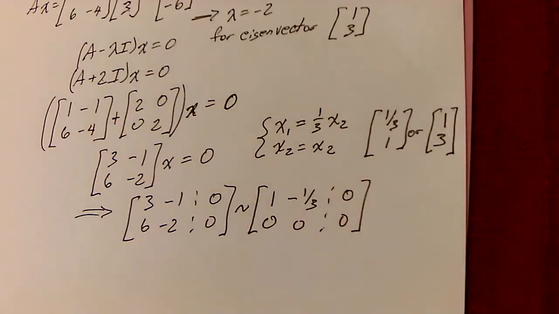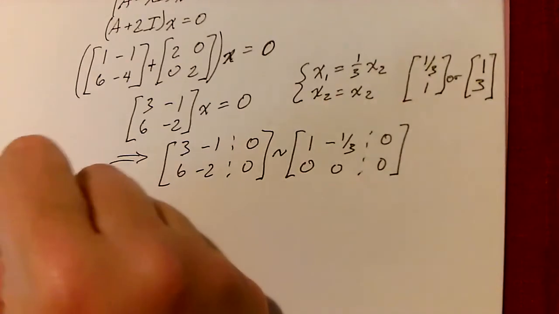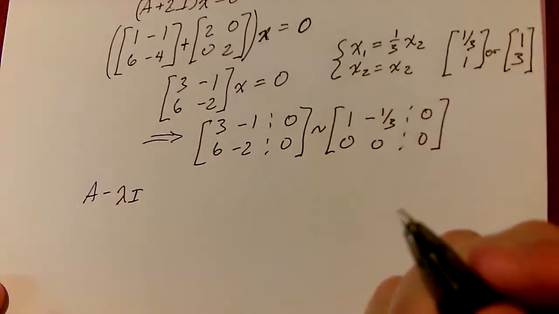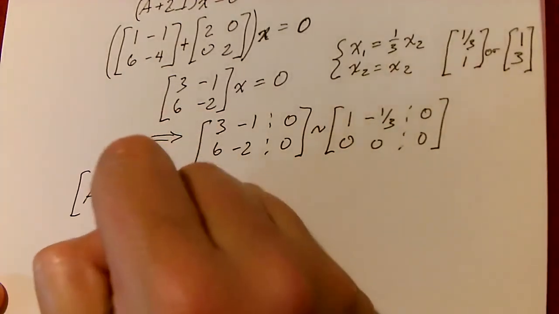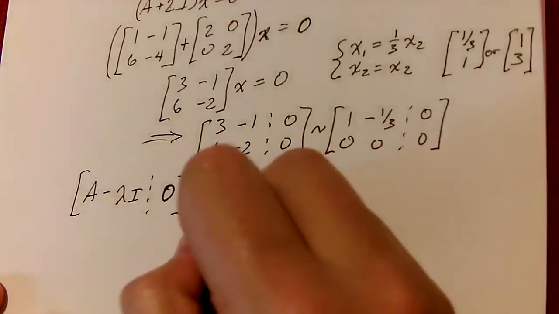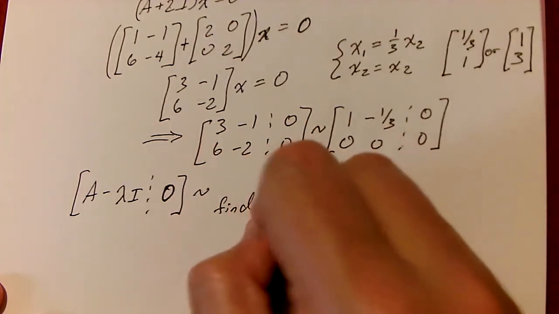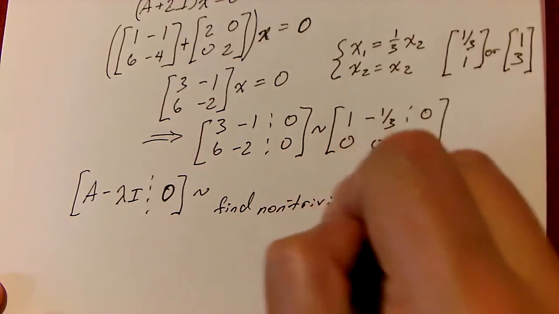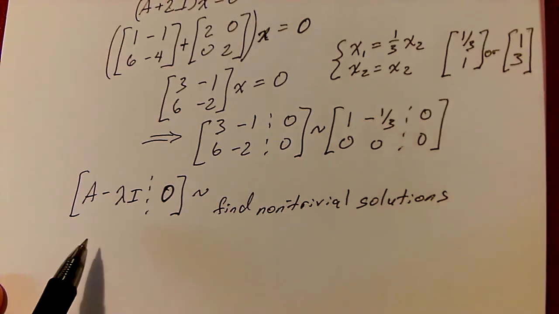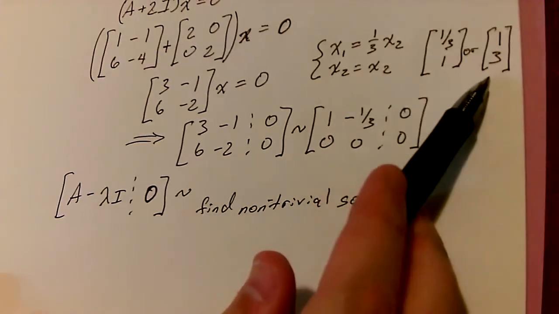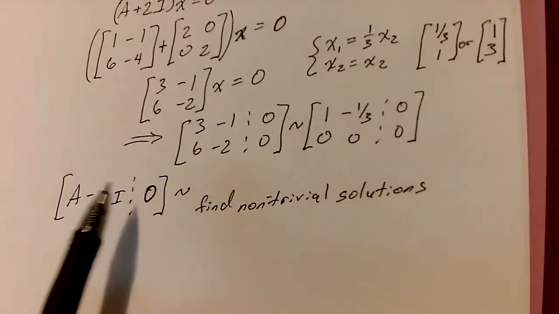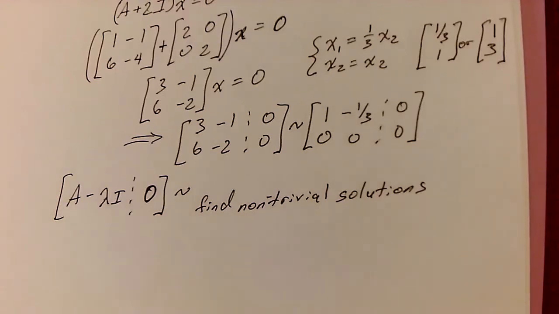So what we're going to do to find eigenvectors is we're going to take A minus lambda I, and we are going to augment this with the 0 vector, and we're going to row reduce this, and we're going to find non-trivial solutions. And if I find a non-trivial solution, those non-trivial solutions are my eigenvectors. And the lambda that I use to find A minus lambda I is going to be my eigenvalue. So we're going to have both of those tools in our toolbox.